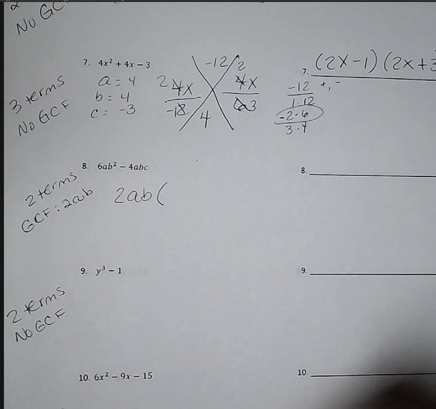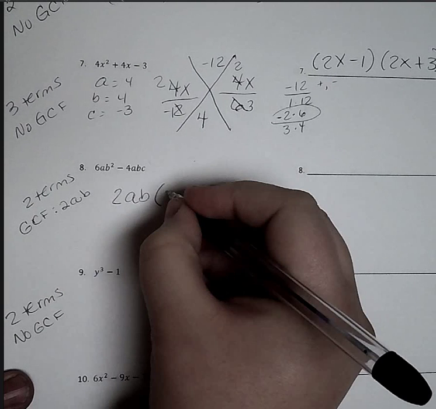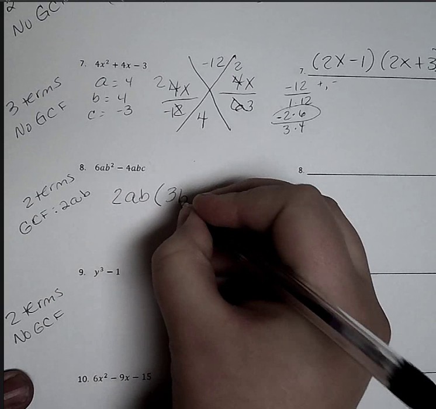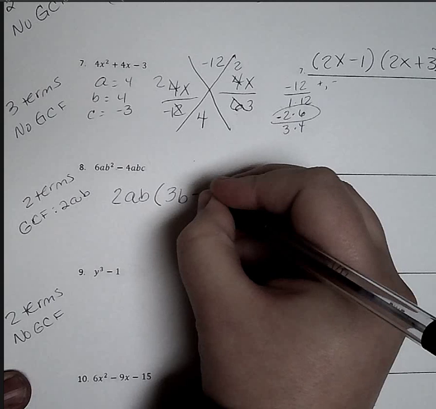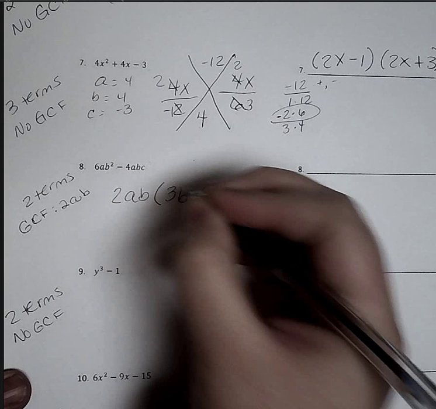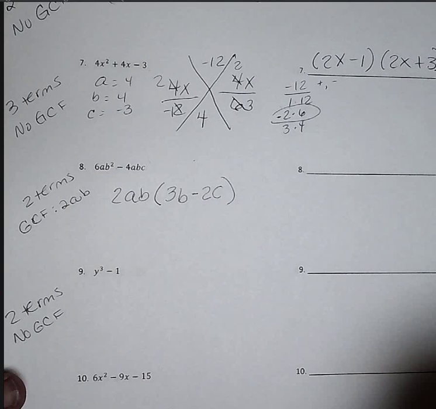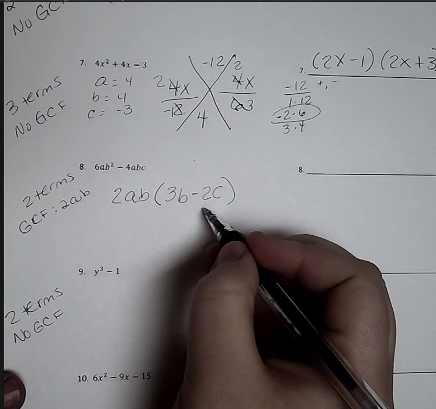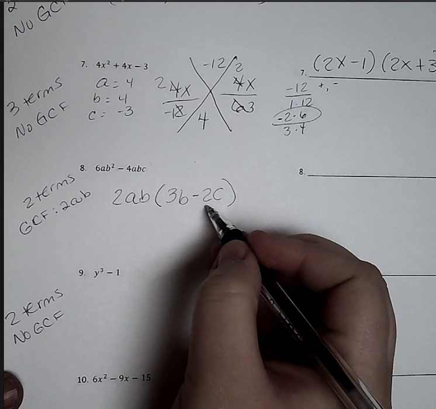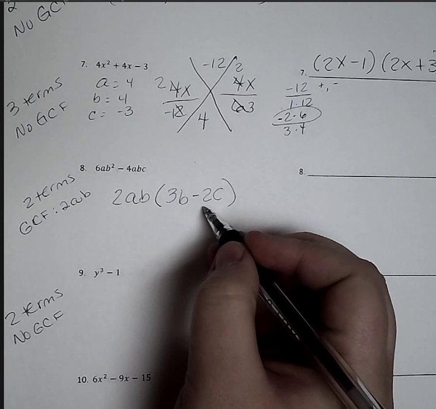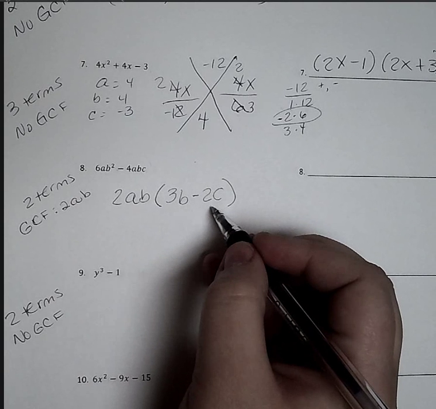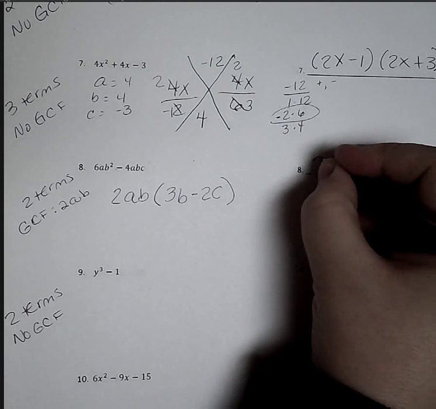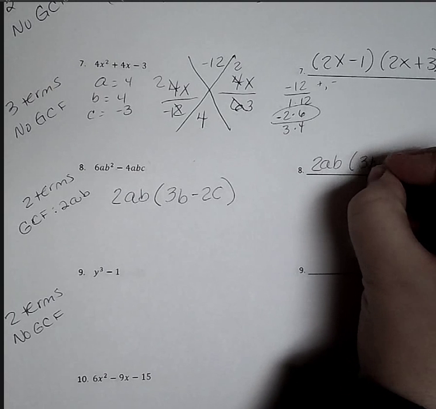Okay? So 6 divided by 2 is 3. Your A's cancel, and you have 1B left. Minus 4 divided by 2 is negative 2. Your A's and B's cancel, but you still have that C left over. So now we have 2 terms inside of that set of parentheses. Well, they're not perfect squares, and they're not perfect cubes. There's no number that multiplies by itself to give you 3 or 2. So that means we're finished. There's nothing else that we can do. So that gives me 2AB times 3B minus 2C for my answer.